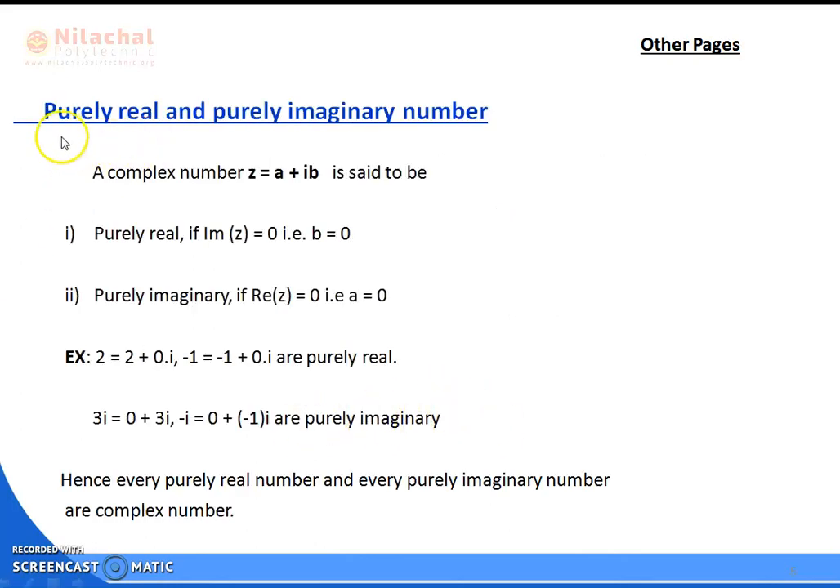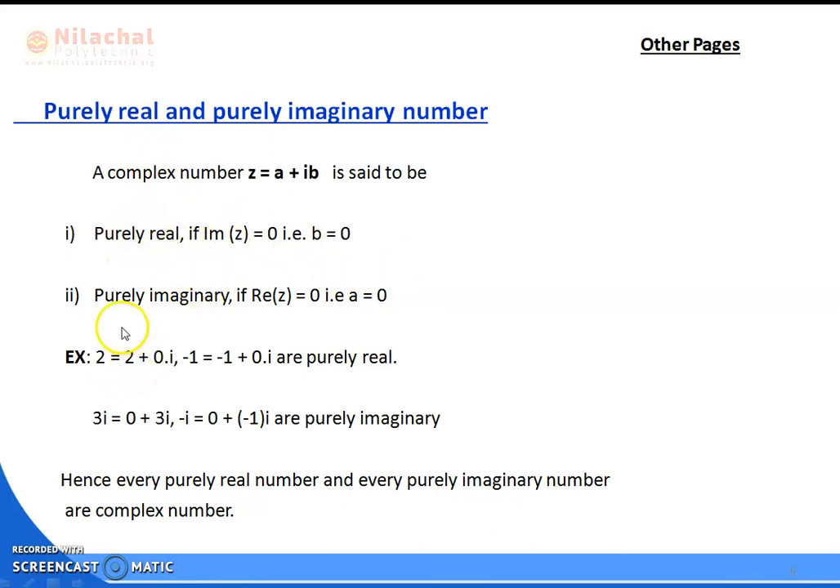Then we will study what is a purely real and purely imaginary number. A complex number Z equals a plus ib is said to be purely real if imaginary of Z equals 0. As you know, a complex number contains two parts, one is the real part and another is the imaginary part. So if your imaginary part equals 0, your complex number contains only the real part. At that time your complex number is said to be purely real. So if Im(z) equals 0, then that number is known as purely real.